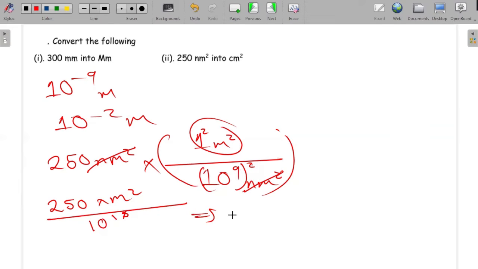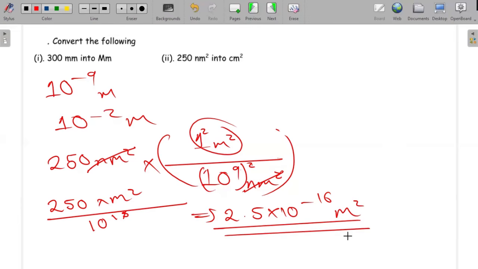Anyone who has found the answer for here? Okay, so it's 2.5 times 10 to the power minus 16 square meters. Have we all found this answer? Yes. All right, then now let's convert this same value back to square centimeters.